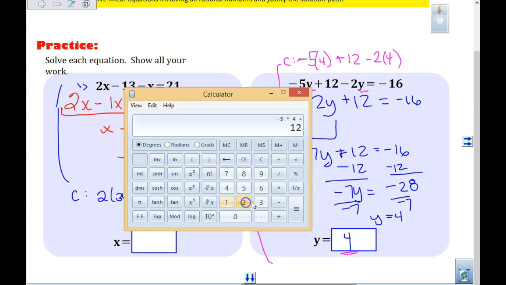Did it work, Sadie? -2. Ashley, did you plug it in your calculator already? You did? Did yours work? Did you get -16? Okay. Sadie, did it work? Yeah. -16. So we want to keep putting that whole problem in as you were doing that.